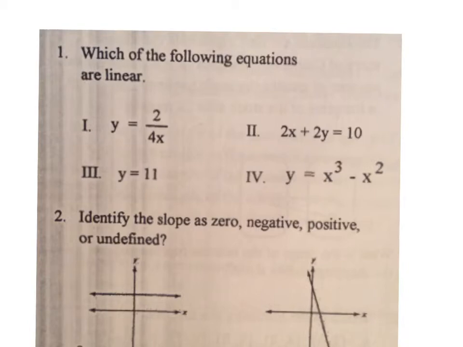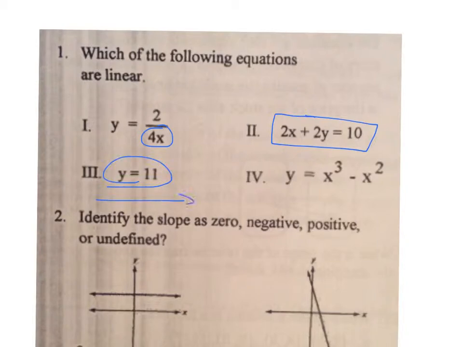Okay, on problem number 1, which of the following equations are linear? Number 1 is not linear because of x in the bottom. Number 2 is linear because the x and y follow the rules for a linear function. Y equals 11 is also linear. Remember, that's a line that goes straight across this way on a graph. And number 4 has exponents of 3 and 2, therefore they are not linear.